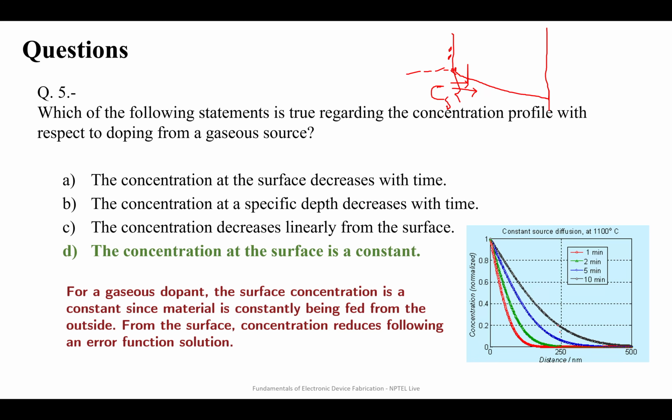Into the wafer is also increasing with time. To get the total amount, you just take the area of this curve. The area will give you the total amount. So you can see it is increasing with time. That means since it's an infinite source, if we keep the process running, ultimately the whole wafer will have the dopants.